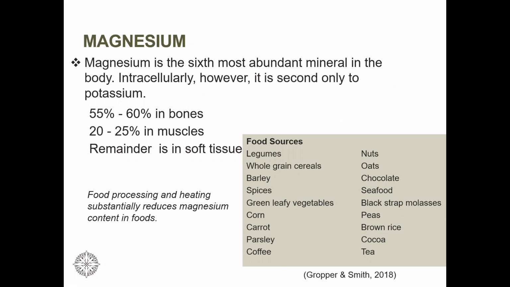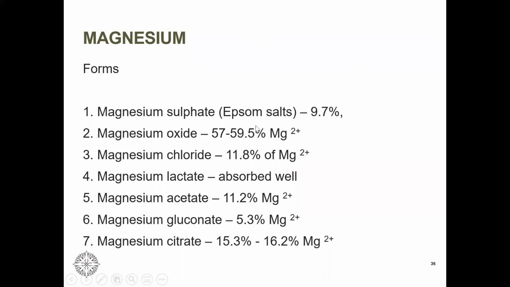Okay, moving on to magnesium. It is the sixth most abundant mineral in the body. It's found in the bones, in the muscles, and sometimes it is present in the tissue as well. These are the different forms, and I'm sure most of you would be aware that Epsom salts, which have magnesium sulfate, our body can absorb via the skin as well.